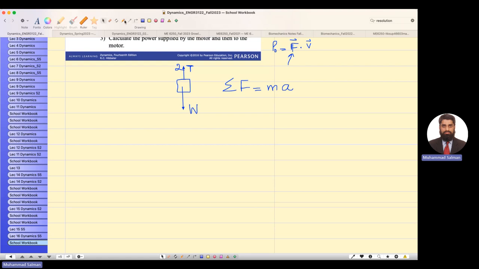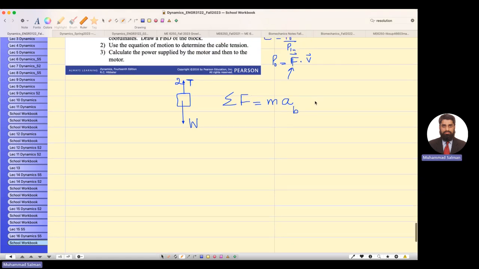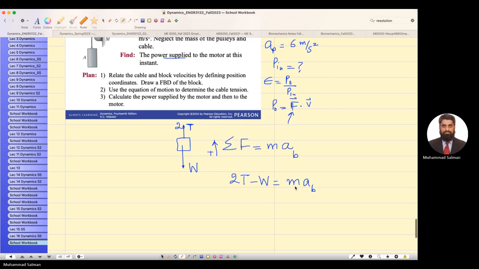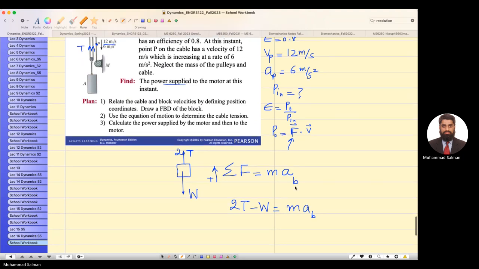I would say acceleration of this block. Okay, now suppose upward is positive, for example. Can I write down 2T minus W equals mass times acceleration of the block? Can I write it down like this?